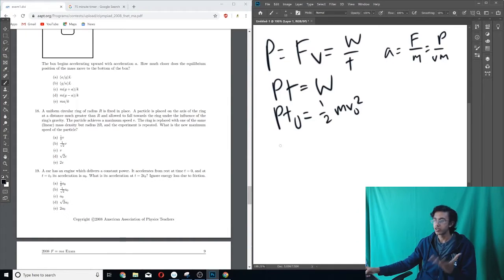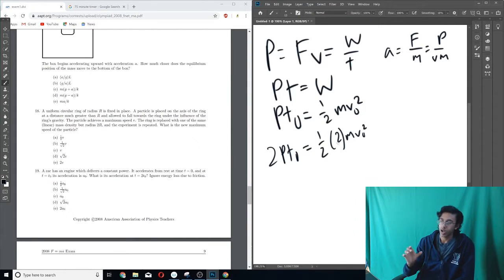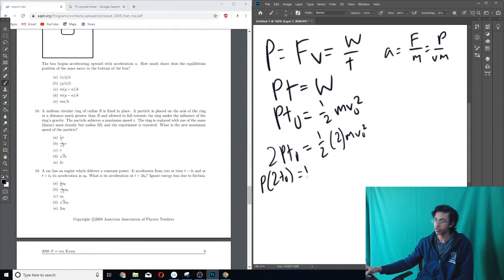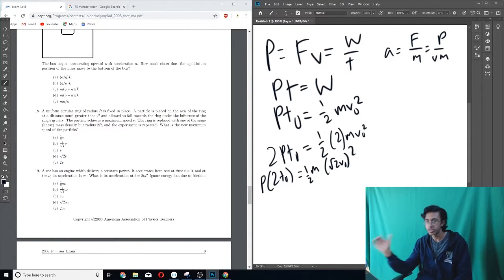And then at 2t0, we multiply this equation by 2, and we get that 2P t0 is equal to 1/2 times 2 m v0 squared. And now we want to find out how this relates time to velocity. So we know that we have 2t0 on the left side. So now we have to put this 2 into the v0. So this is the same thing as writing P times 2t0 is equal to 1/2 m times root 2 v0 squared. So basically at time 2t0, our velocity is now root 2 v0.